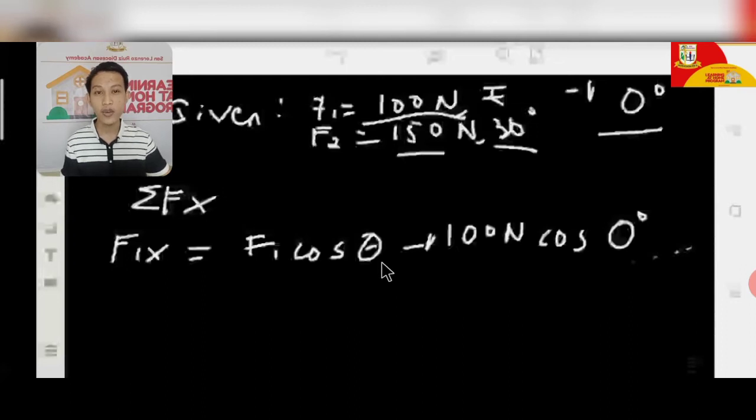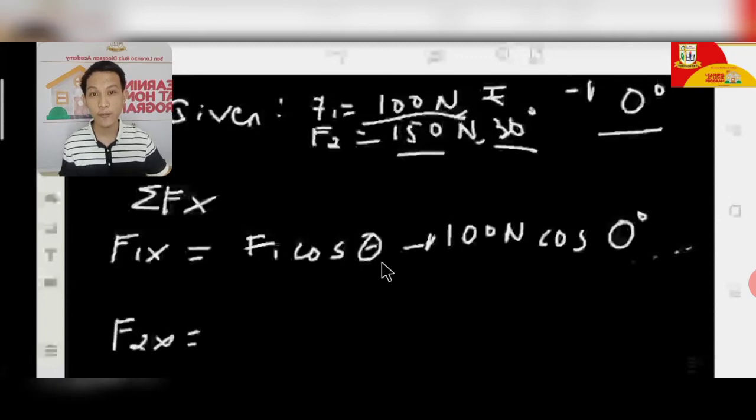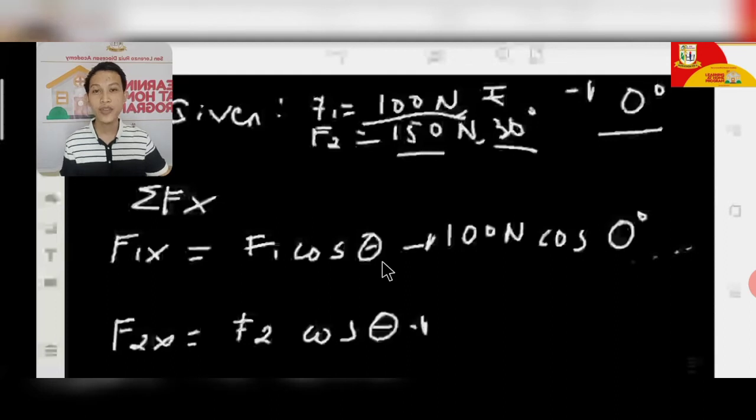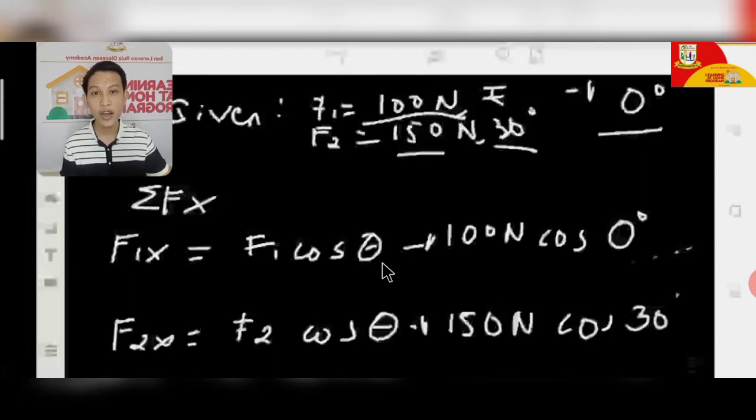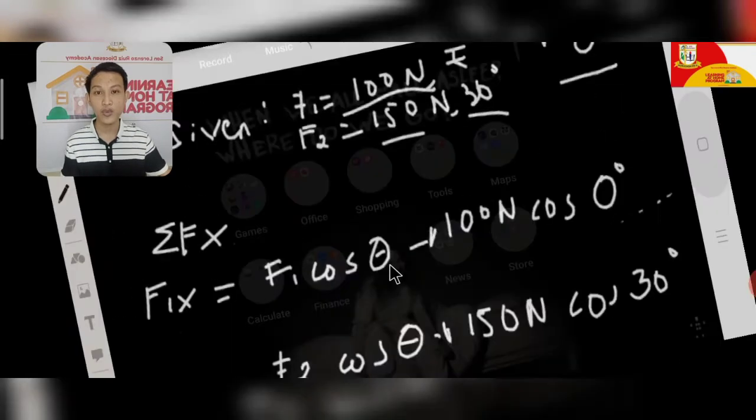And then, we will use the same formula to find the second horizontal component, which is F2x is equal to F2 cos theta. So substituting the given values, we have 150 cos 30 degrees. So getting that value, we can now solve for the F1x and F2x, which are the horizontal components of the vector.